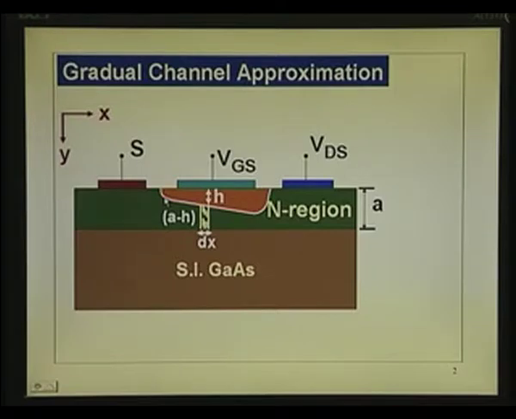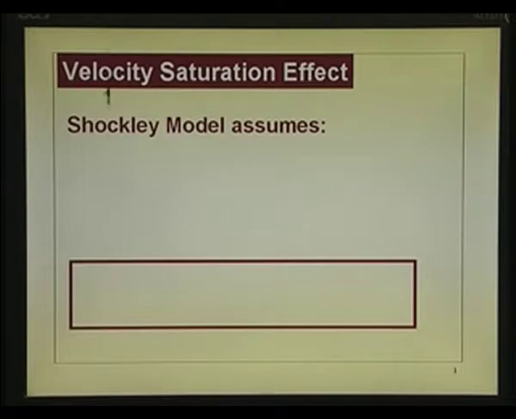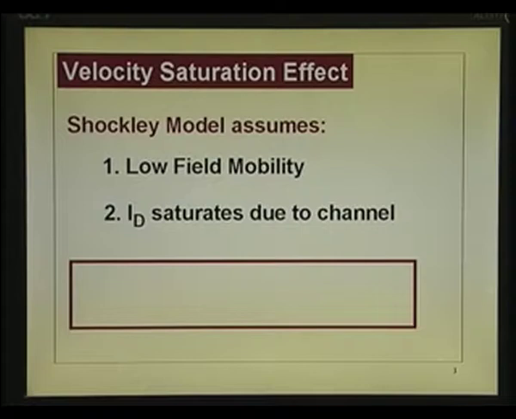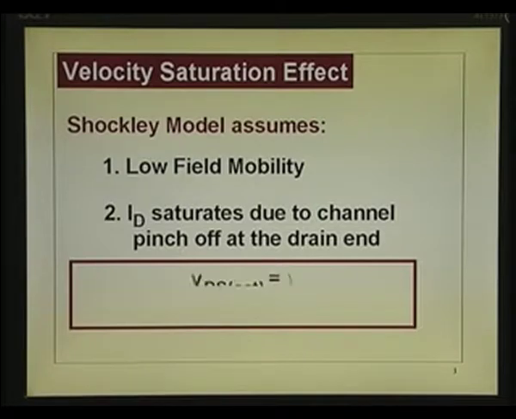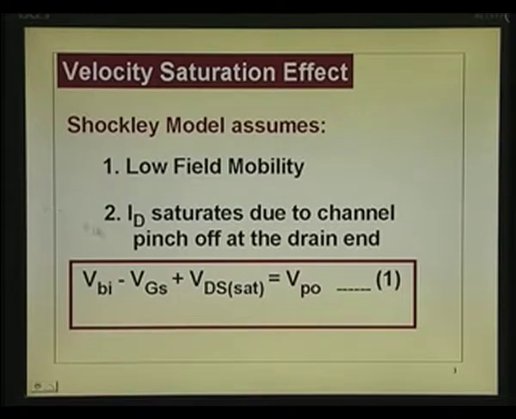Now, just a couple of things. This assumes low field mobility, which is okay if the fields are high, and I d saturates due to the channel pinch off at the drain end. I am just putting in words what I said now, and that is the equation we used for saturation voltage. V b i minus V g s plus V d s is the potential drop across the depletion layer, and when it is V p 0, the current saturates.